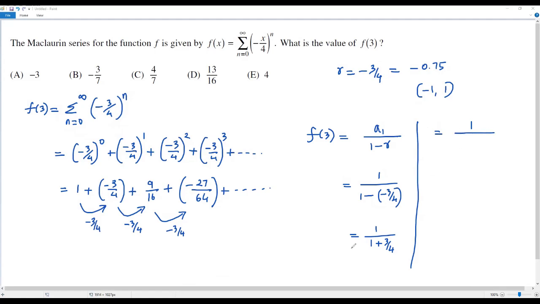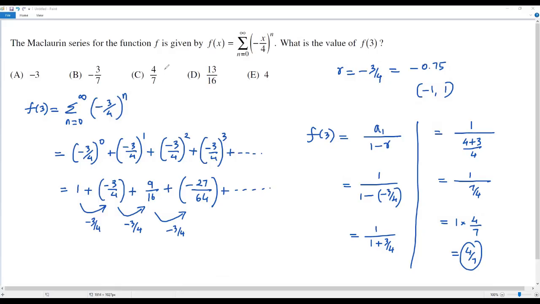1 divided by, here I want to do addition between an integer and a fraction. To add an integer and a fraction, we have to multiply the integer by the denominator of the fraction. Then we can take this 4 as a common denominator. 1 times 4 is 4, that is 4 plus 3 divided by 4. Then we get 1 divided by 7 over 4. We can write this 1 in the numerator as it is. Let's change this division to multiplication. Take the reciprocal of 7 over 4, that is 4 over 7. 1 times 4 is 4, so we get 4 over 7. I got the value of f of 3, that is 4 over 7.